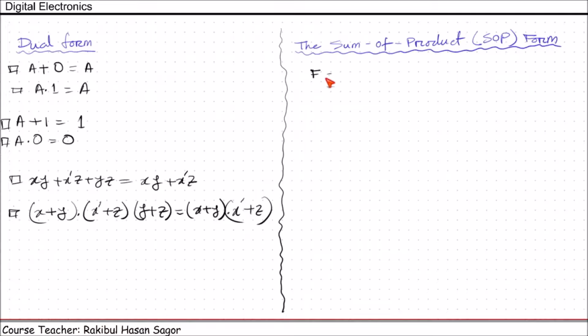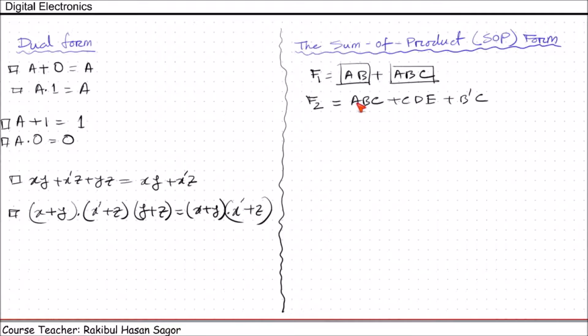Suppose we have a function f equal to ab plus abc. We have one product form, another product form, and they are summed up. If we consider another function, suppose this f1, another function f2, abc plus cde plus b prime c. This is also sum of product form. We have product term, and product term. They are summed up.